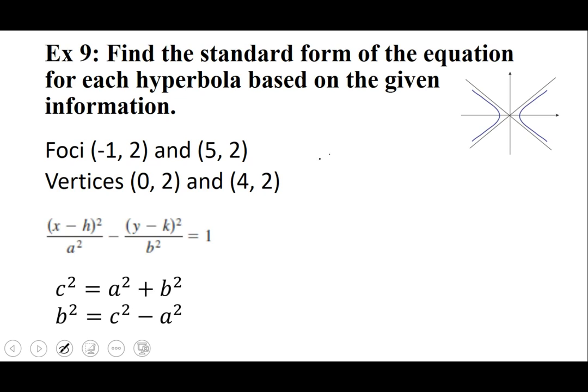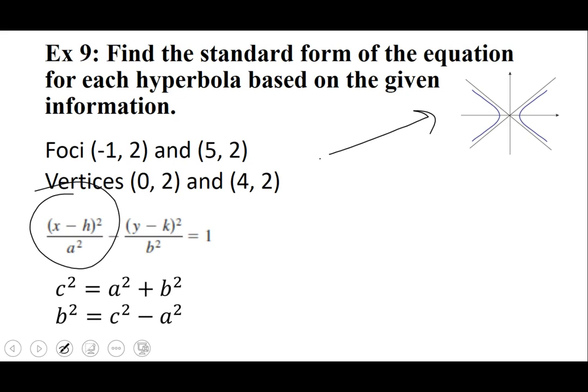So because of that information, that is how I know that the graph is going to open from left to right, because of the fact that the foci are to the left and the right of the vertices. So because of that fact, if it's opening left to right, that's how I know that I'm using the version of the formula that has a positive x squared term.